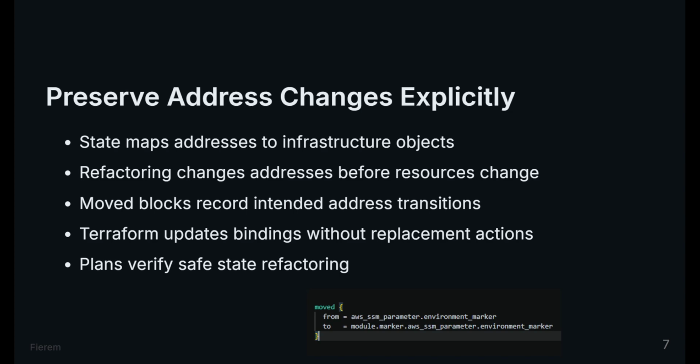Terraform state maps resource addresses to real objects. Refactoring changes addresses before objects change. A moved block records the intended address change. Terraform updates the binding instead of replacing infrastructure. The plan becomes evidence of safe refactoring.